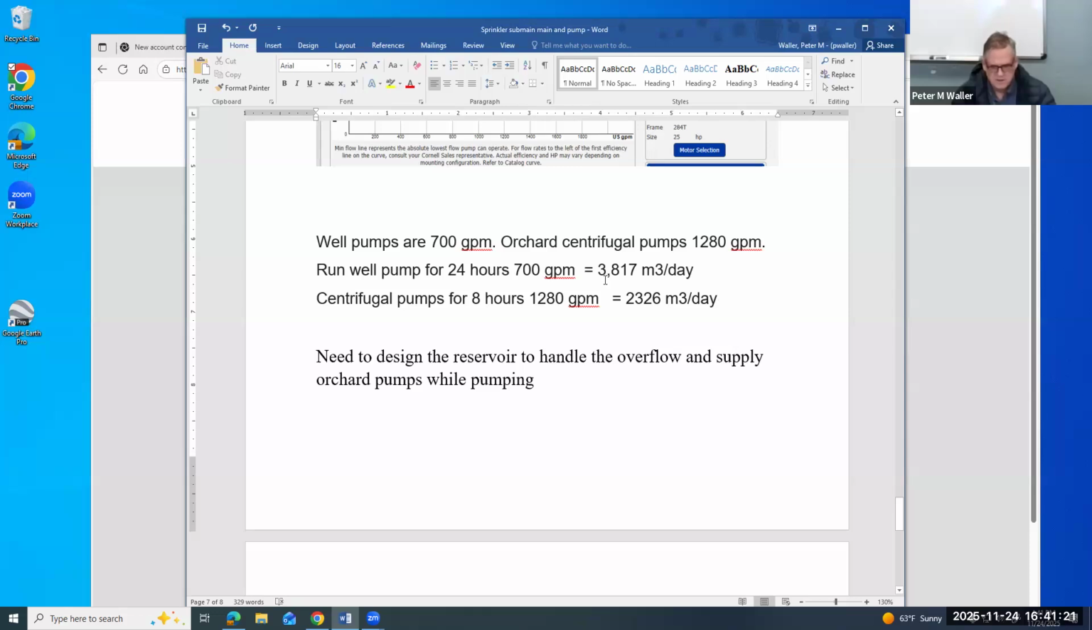So now you need to design your reservoir to handle the overflow and supply the orchard pumps while they're pumping. The well can't supply the orchard pumps while it's pumping. So you need to build up volume in the reservoir to handle the extra demand for the centrifugal pump during the day. So that's the next step, for you to design your reservoir.